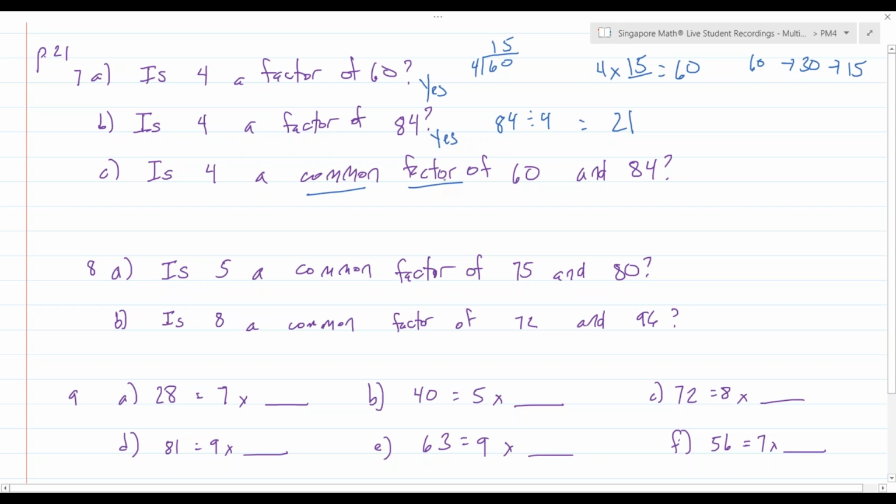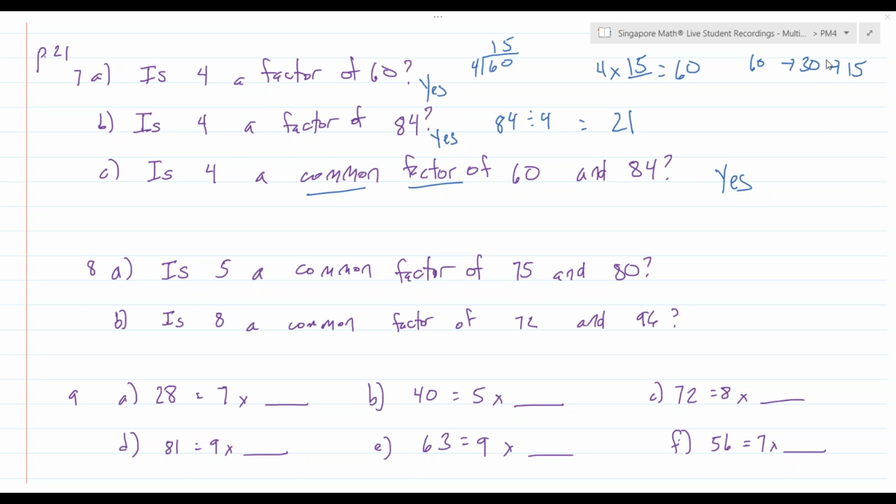In other words, is it a factor that they have in common? You know what that means, right? Maybe you have in common with your sibling that you both have brown hair, or maybe you both have blue eyes. If something is in common, they both have it. So 4 is a factor of 60 and 4 is a factor of 84. So yes, 4 is a common factor of both of those numbers.